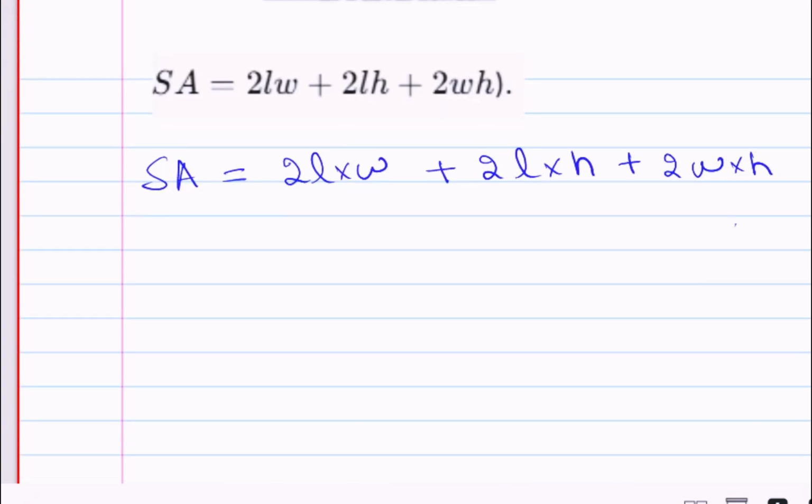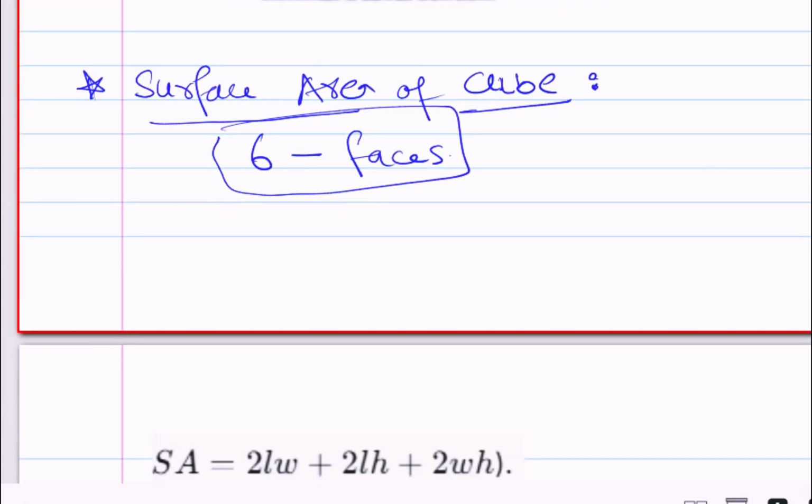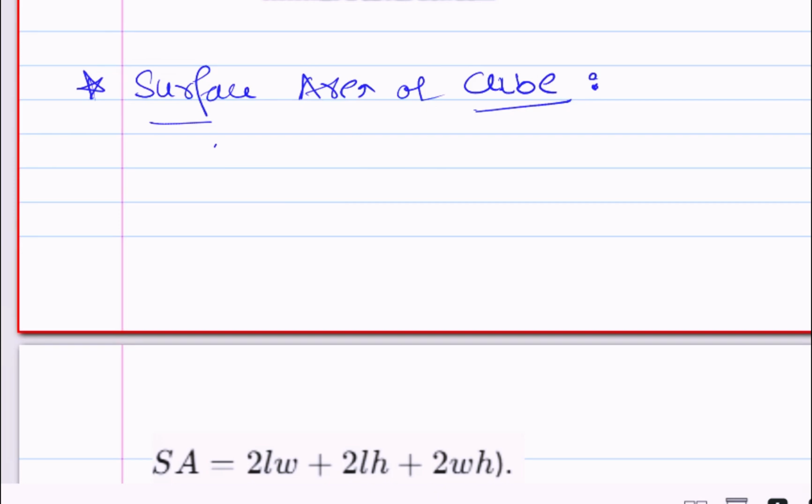Now, dear students, please think about this. It's a very important and interesting point. We have a summation. I told you before, to find the surface area, we have to sum all the areas. We are just doing this. We are summing the areas of six faces. Because we have six faces in the cube, we are summing the area of each and every face.